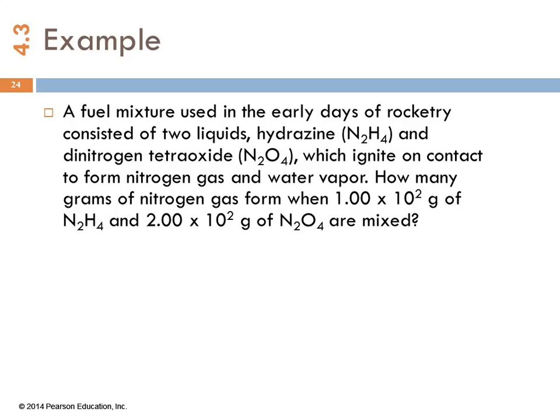This is a stoichiometry problem, right? There's a reaction occurring, and we've got masses, we've got quantities of reactants and products going on here. We're going to need a balanced chemical equation. You might as well just do it right away. So the reactant formulas are given to us here. N2H4 and N2O4. I'm going to write mine up here. N2H4 and N2O4. And it's forming nitrogen gas and water vapor. What's the formula for nitrogen? N2. And water vapor, H2O.